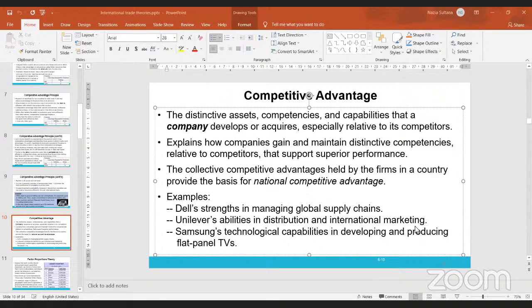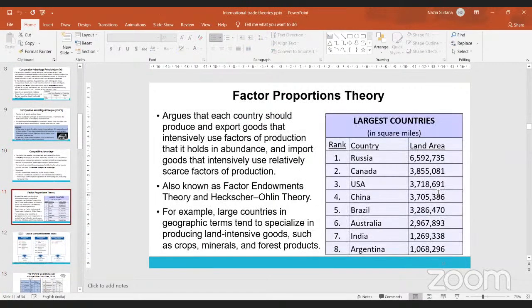So you have this only as a concept. This is not a separate theory, okay? So this one is one. Then you have the next theory, which is called the factor proportion theory.